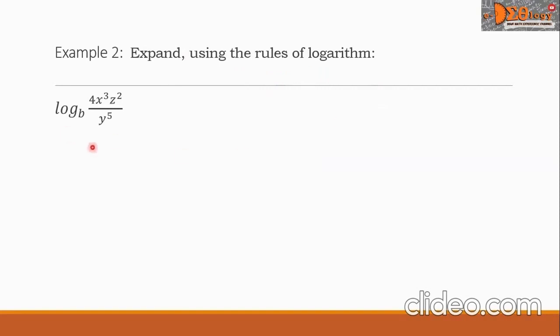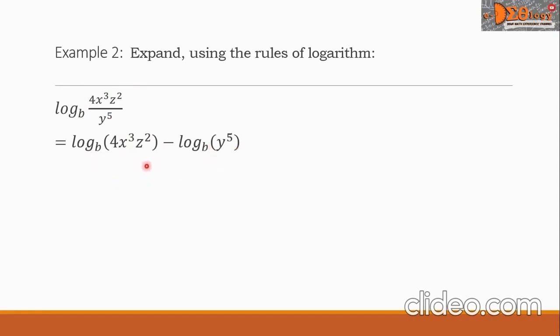So this is log of a fraction where the numerator is 4x cubed z squared and the denominator is y raised to 5, to base b. So this is taking the logarithm of a quotient. So what we'll do is to get the log of the numerator minus the log of the denominator. So we have now log of 4x cubed z squared, that is the numerator, to base b, then minus the log of the denominator y raised to 5 to base b.